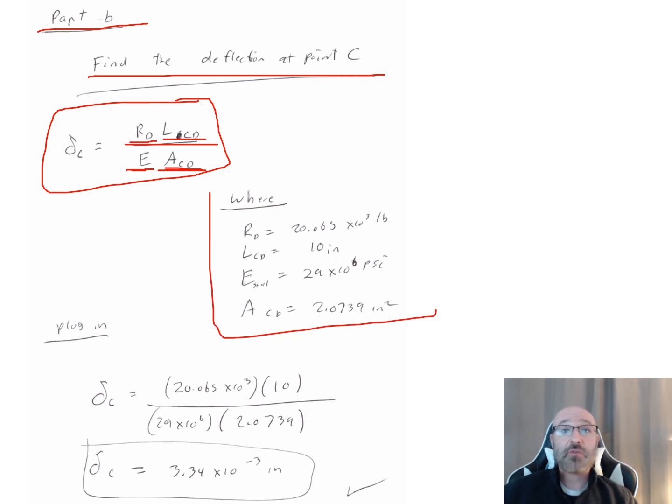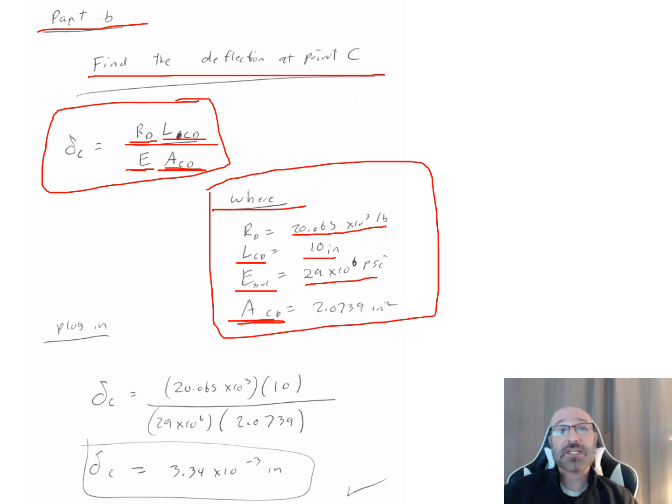We can plug in our known values. We write them all down. Our RD, we just solved for, to be 20.065 times 10 to the 3rd pounds. Our length of this member is 10 inches. Our modulus of elasticity for steel for this section is 29 times 10 to the 6 psi. And our area for this member CD is equal to 2.0739 inches squared.